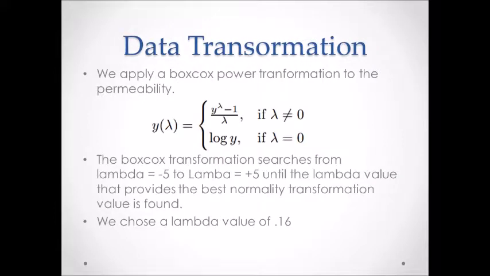The Box-Cox transformation searches for a lambda value that maximizes the log likelihood of a distribution, thus making it as close to normal as possible. We ended up choosing a lambda value of 0.16.